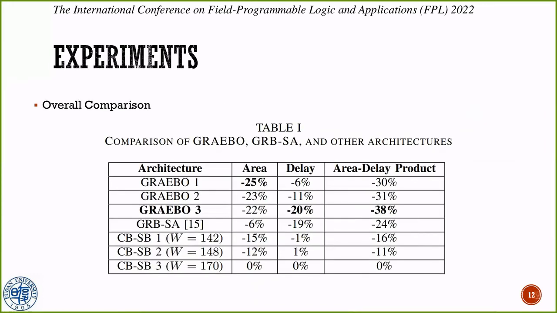This page shows the results and compares our results to others. GRAEBO achieves up to 25% improvement of area and up to 20% improvement of delay. In terms of area delay product, GRAEBO achieves an improvement of 38%. This result is significantly better than the GRB model searched by a simulated annealing algorithm. And they are also better than a CBSB model.